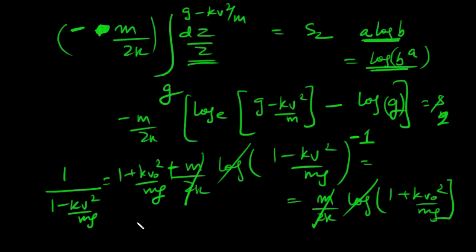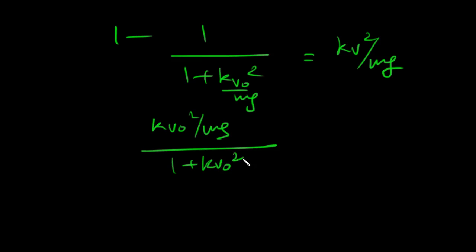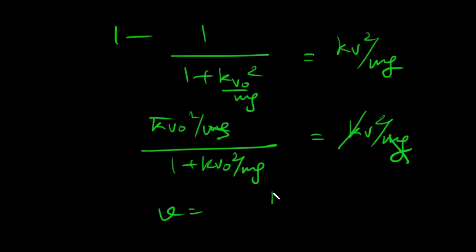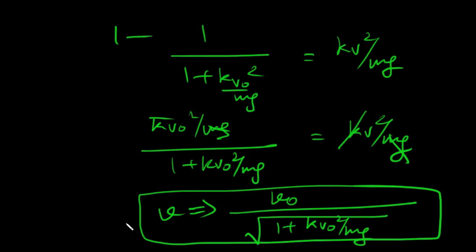And now how will we solve this? We can take this whole expression down. We have 1 minus kv square by mg equal to 1 upon 1 plus kv naught square by mg. We can take this expression on the right hand side and this on the left hand side. So we get 1 minus 1 upon 1 plus kv naught square by mg equal to kv square by mg. Here 1 gets cancelled out, so we have kv naught square by mg divided by 1 plus kv naught square by mg equal to kv square by mg. K and mg get cancelled out, so we have final velocity v equal to v naught divided by the root of 1 plus kv naught square by mg. This is the answer for final velocity. This is the final answer.